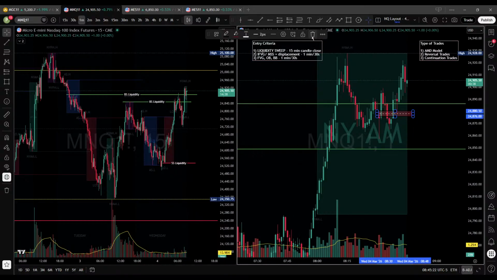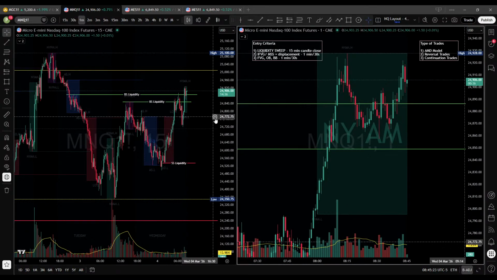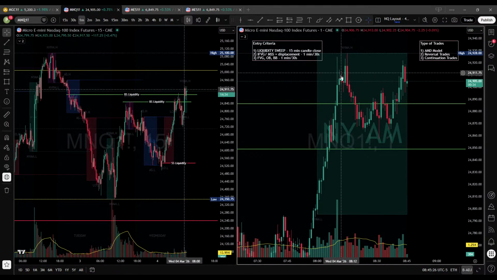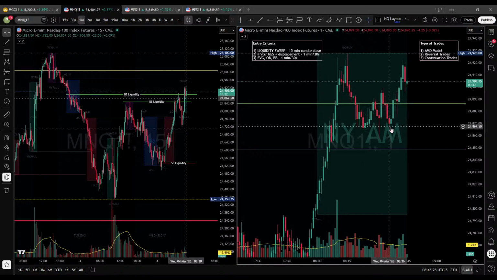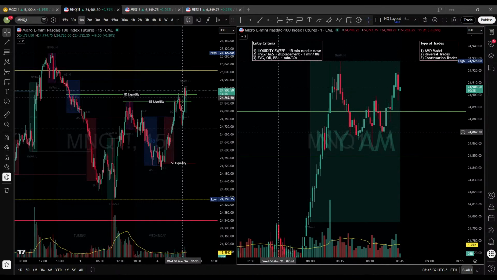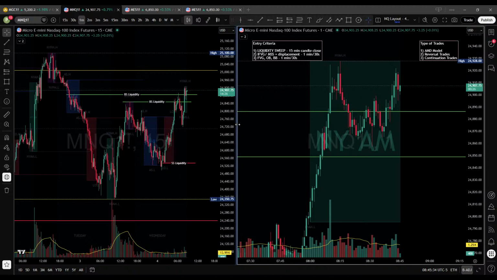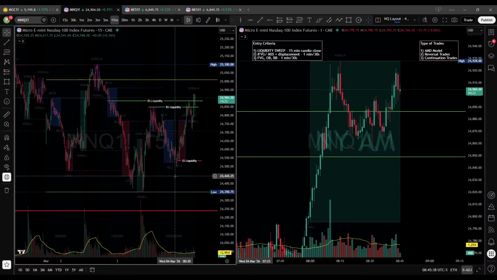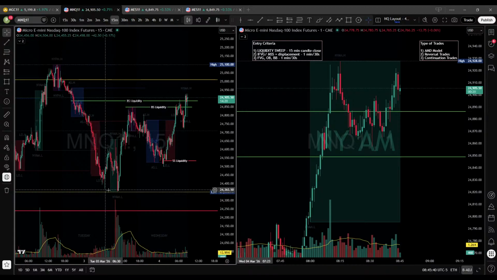So the price is still in uptrend. No, none of the bearish setups are working. So I think we must change the bias from bearish to bullish. There is this sell side liquidity down here, which will become a good target.